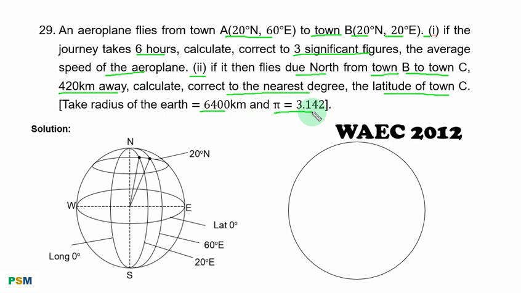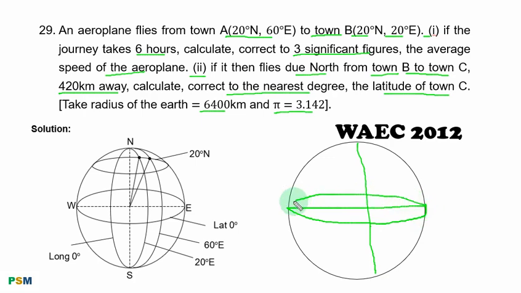Solution. Let us represent the given information on the earth as a sphere. So you draw it, you draw the two principal axes, north south, you have east west. You draw the equator, latitude 0 degrees.